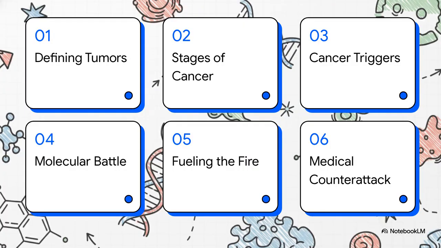So, here is our roadmap for today. We'll be moving through 6 main areas. First, defining tumors and cancer. Second, the 3 stages of cancer. Third, triggers like carcinogens and causes. Fourth, the molecular battleground. Fifth, how cancer actually fuels itself. And finally, number 6, the medical counterattack.